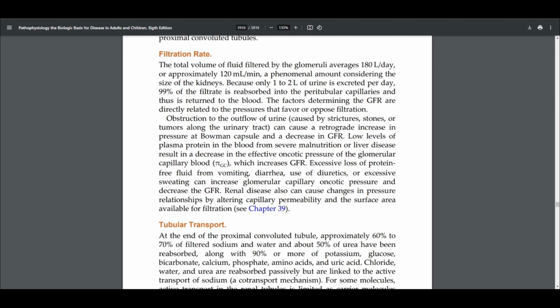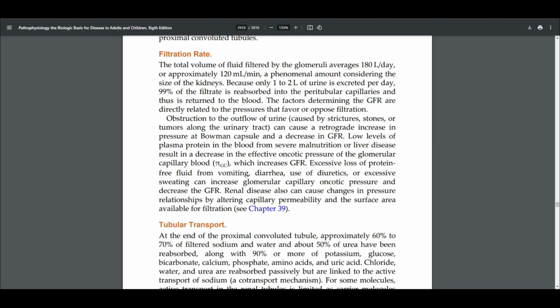The total volume of fluid filtered by the glomeruli averages about 180 liters per day, or approximately 120 ml per minute. A phenomenal amount considering the size of the kidneys. Because only 1 to 2 liters of urine is excreted per day, 99% of the filtrate is reabsorbed into the peritubular capillaries, and thus is returned to the blood.